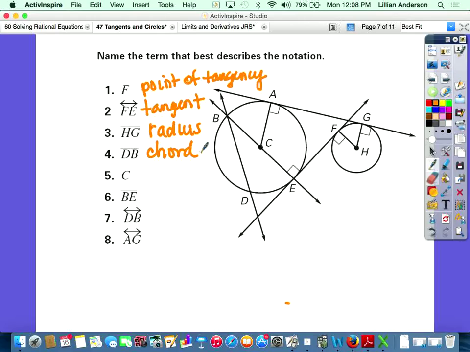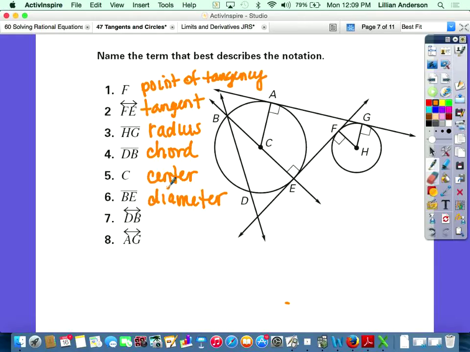What's C? It's the center of the circle. More specifically, an interior point is the center. Because BE, which is a what? More specifically, a diameter. So it goes through the center.